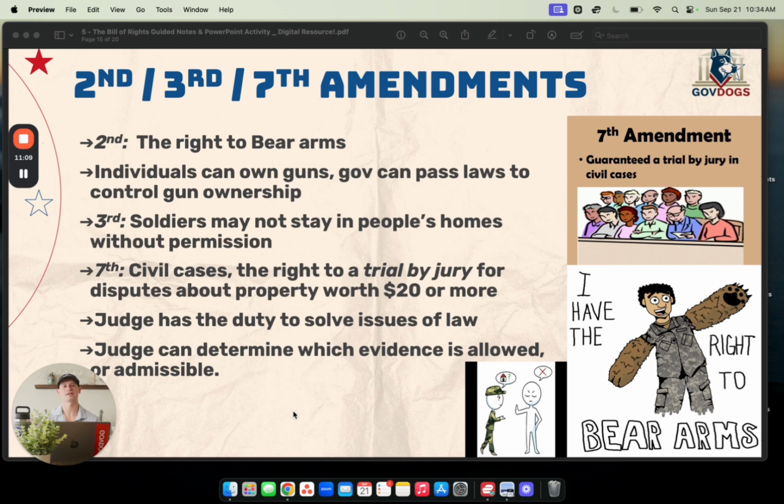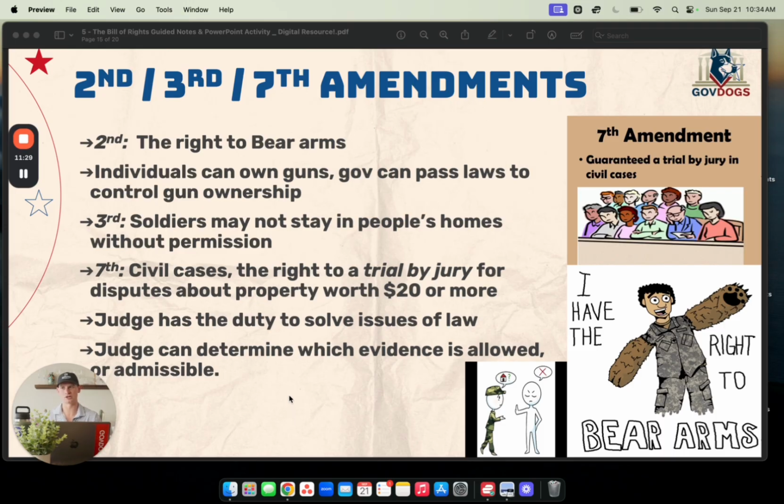The Seventh gives you protections in civil cases, such as the right to a trial by jury for disputes of property worth $20 or more. Judges have the duty to solve issues of law, and judges can determine which evidence is allowed. A vocabulary word would be admissible, and that just means what evidence is allowed.